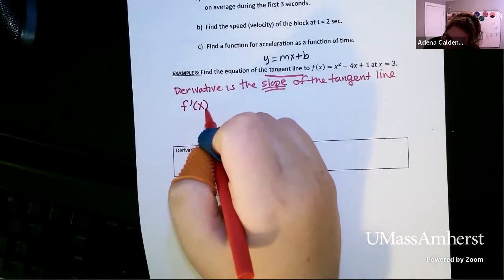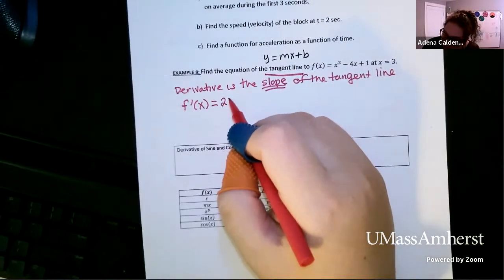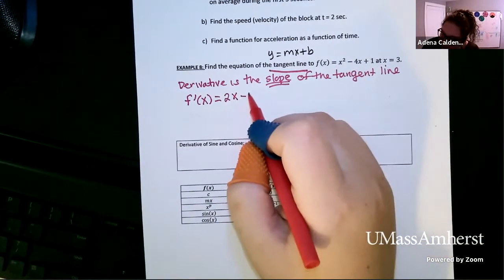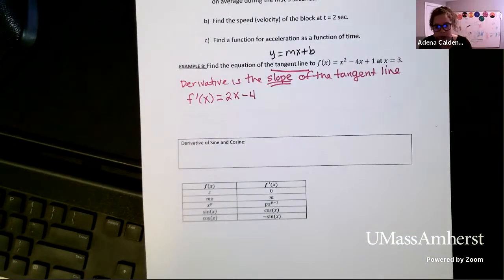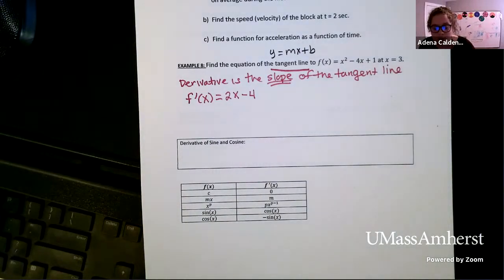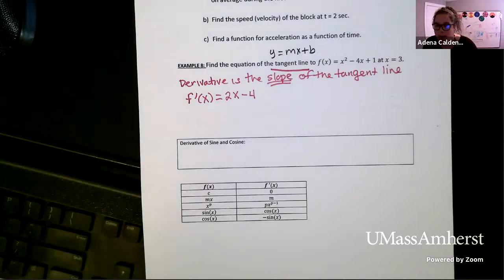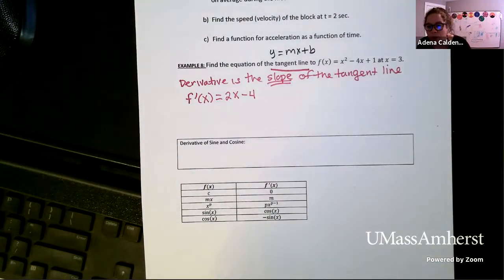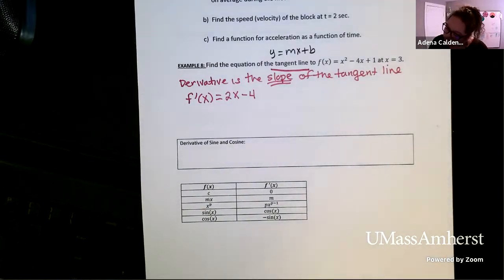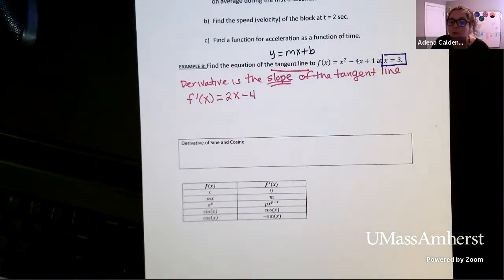So if I were to find the derivative of this function, I'm going to get 2x minus 4. Okay, that alone is not the slope of my tangent line. The derivative gives me the slope of the tangent line at any point. So I need to figure out what point I am interested in for the scope of this problem. So I look over here and I see at x equals 3.